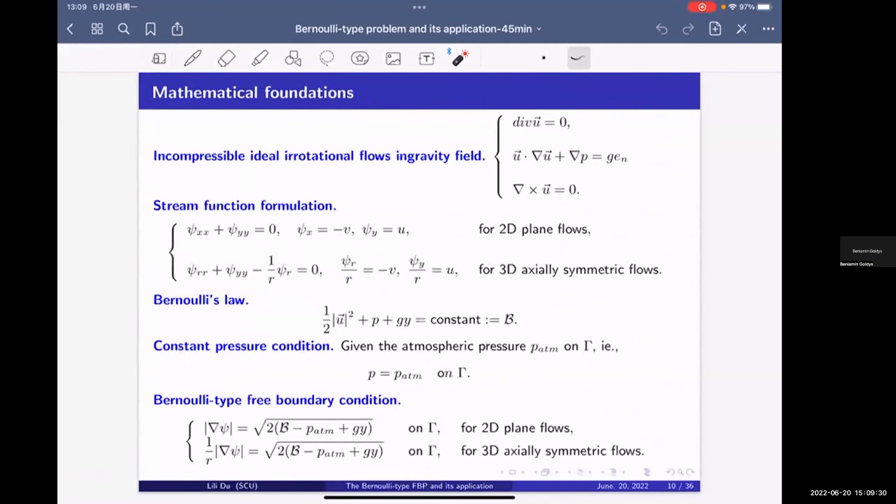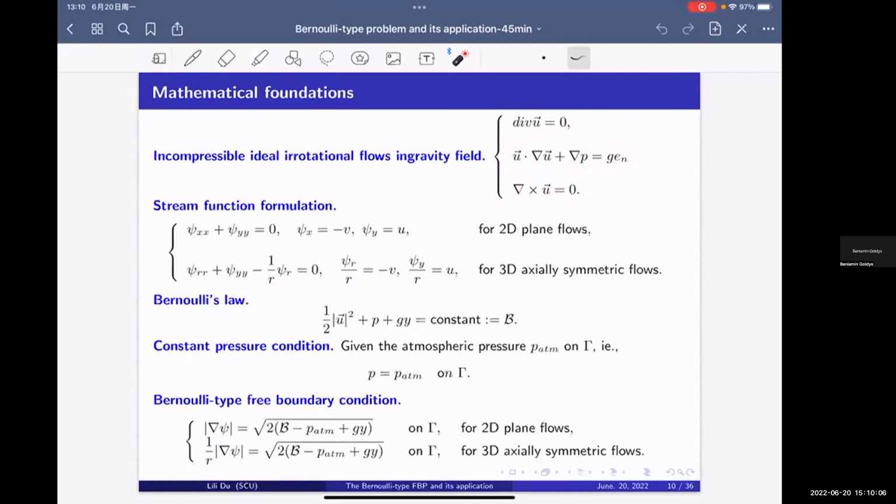For the mathematical problem, the governing equation for the steady incompressible inviscid flow is a steady incompressible Euler system with the irrotational condition: the divergence-free condition, the conservation of momentum, and the irrotational condition. U, the vector U, is the velocity field, P is the pressure, and g, the small g, is the acceleration of gravity.